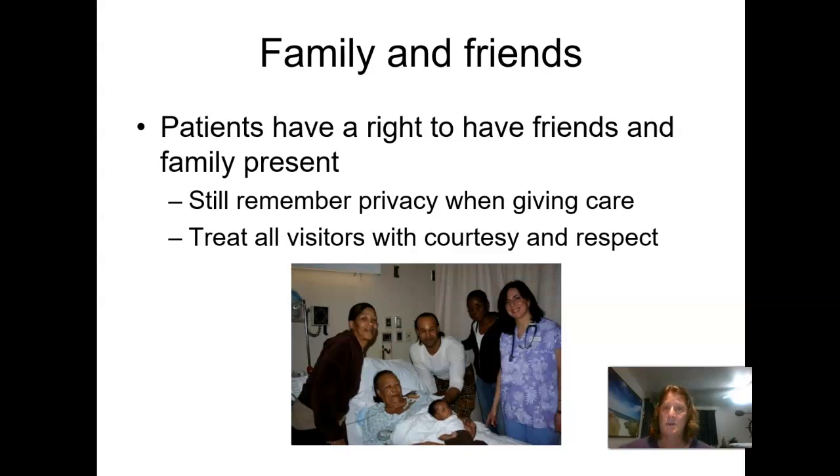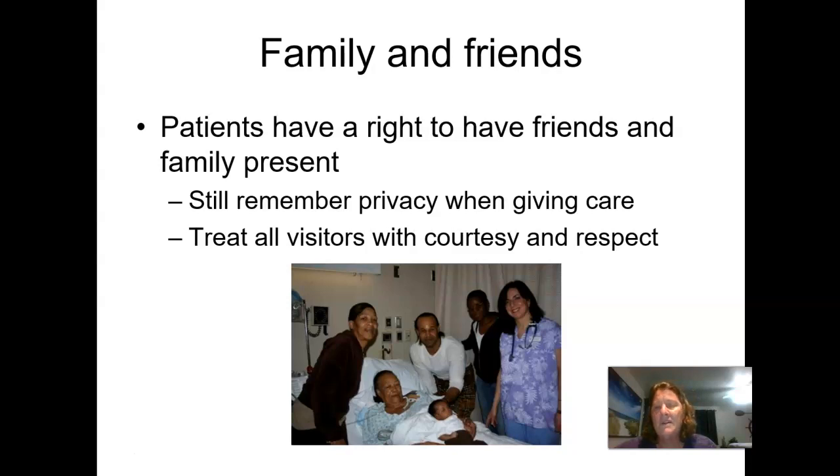So let's say you have a person who's been really upset, really anxious. If we kick their families out, that's just going to make them more upset and more anxious. So letting the family come in is usually beneficial.